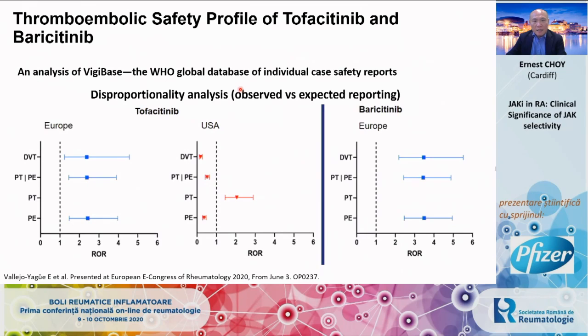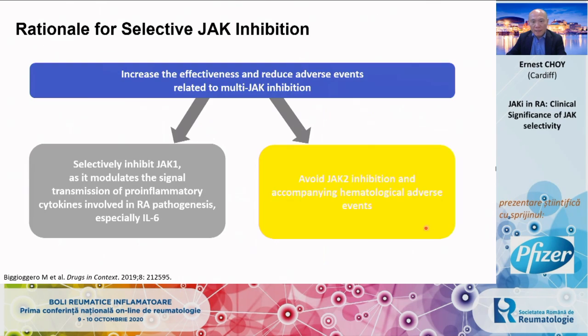Looking at the World Health Organization's pharmacovigilance database, and especially in Europe, there is a suggestion that both Tofacitinib and Baricitinib may well have an increased risk of venous thrombosis. Next slide. So I want to talk to the last bit of my slide to look at the argument for and against inhibiting other isoforms outside JAK1.